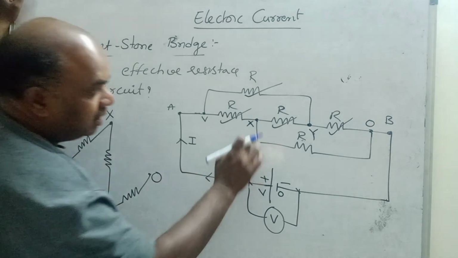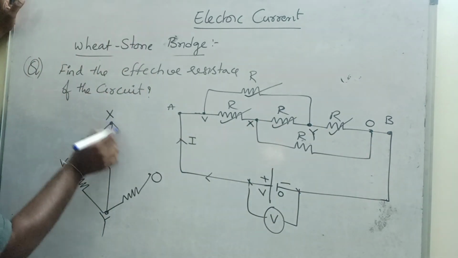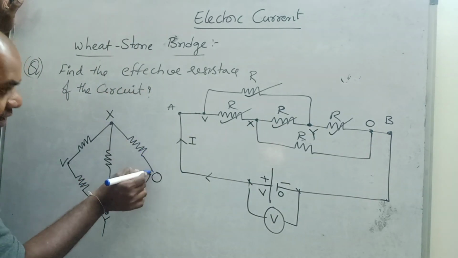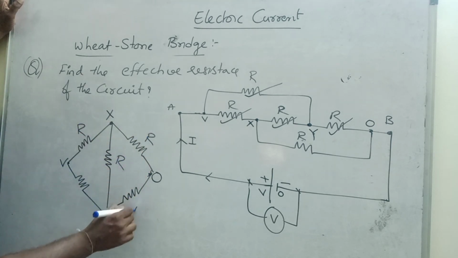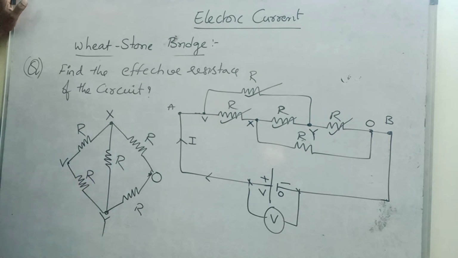Next, the last one, X and 0. This is X, this is 0. Now this is another resistor. Each resistor is given as R. Each resistor has capacity R. Now first check the condition.